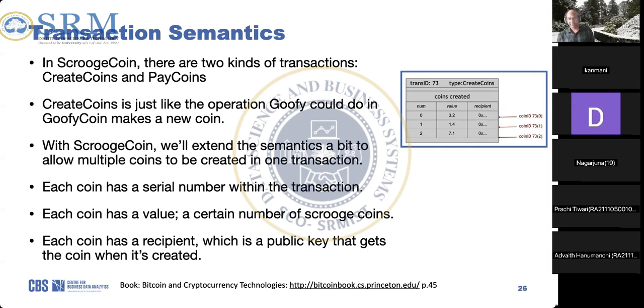Okay, so let's go further and look into the transaction semantics. We have two types of transactions in this Scroogecoin.